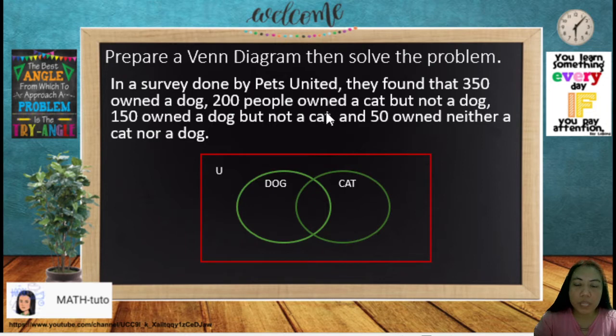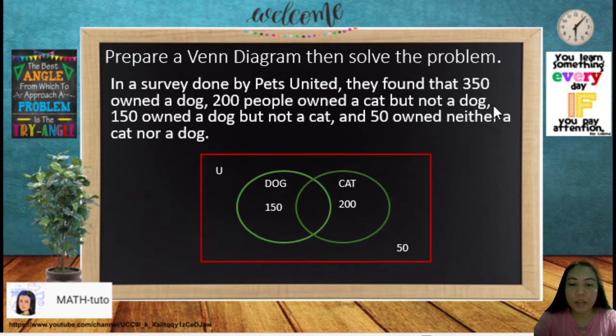200 people owned a cat, but not a dog. So this statement here is very specific, which means we can write 200 here. Next, 150 owned a dog but not a cat. So we can write 150 here. Next, 50 owned neither a cat nor a dog. So that means 50 is outside of these two sets but still inside our universal set. So let's just put that here.